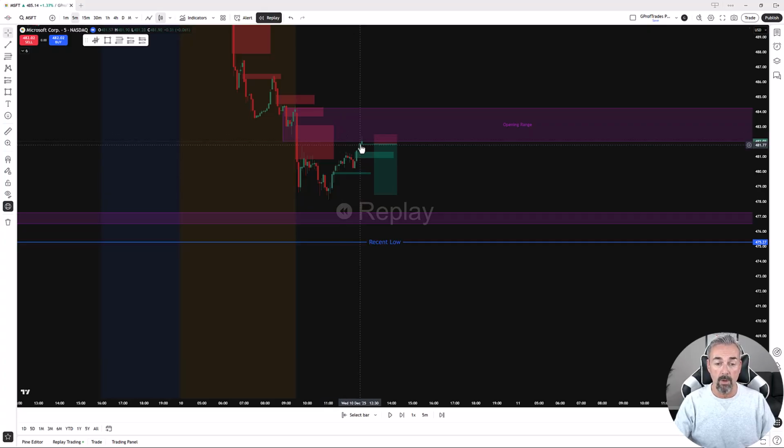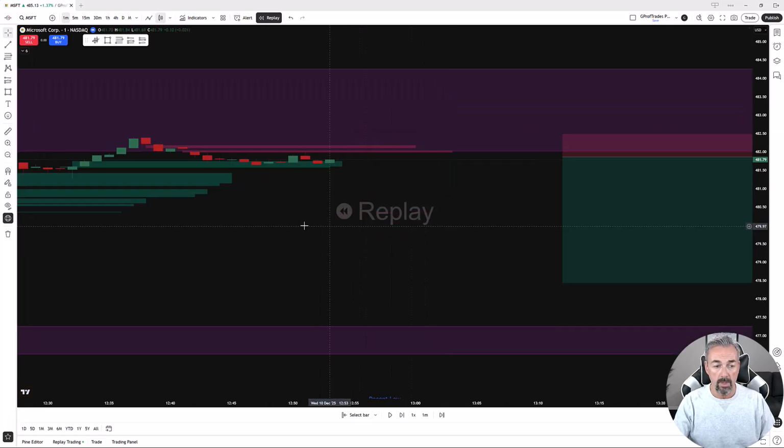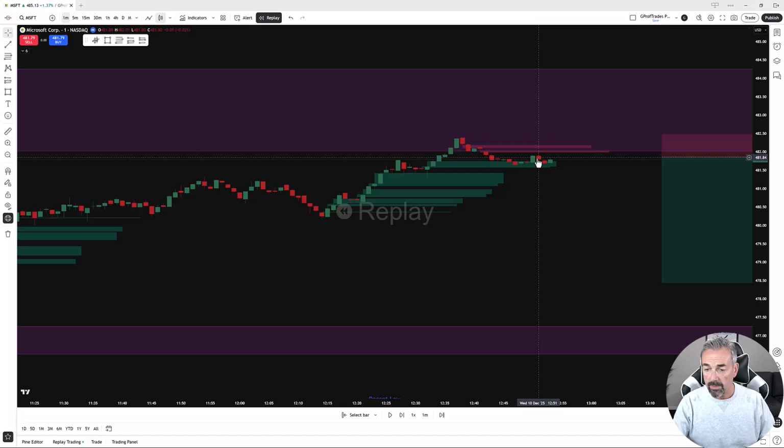I could tell that we were rejecting here on the 5-minute. So I went on to the 1-minute and started looking at these different candles. So there's the rejection. And there's my entry. Let's zoom in here a little bit. There you go. So that was the entry candle right here on the 1-minute.